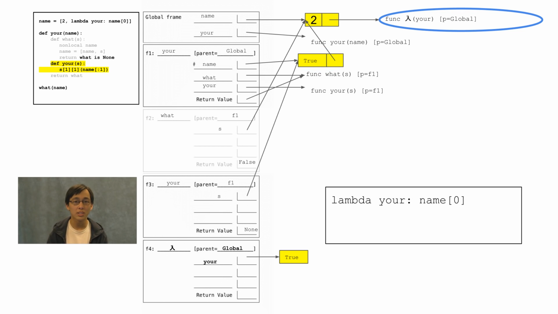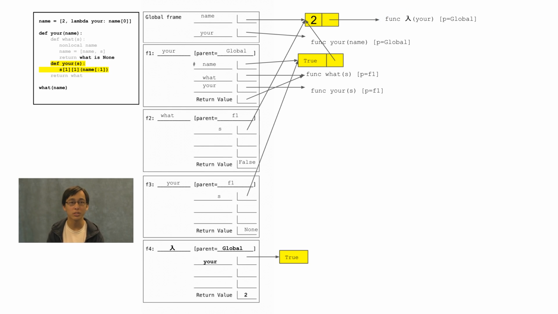As you can see, all it does is return the 0th element of a list called name. We again need to decide which name list we're referring to. There is no name in f4, so we'll look in the parent frame, the global frame. And here, well, we have a list called name, and the 0th element is 2. So that'll be our return value, and it looks like we're done.